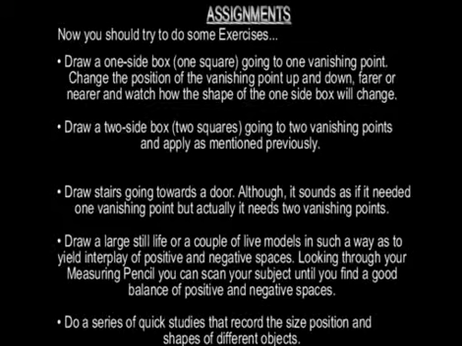Assignments. Now you should try some exercises. Draw a one-side box, one square, going to one vanishing point. Now change the position of the vanishing point up and down, farther or nearer, and watch how the shape of the box side changes. Draw a two-side box, two squares, going to two vanishing points and apply as mentioned previously. Now draw stairs going towards a door. Although it sounds as if it needs one vanishing point, it actually needs two vanishing points.